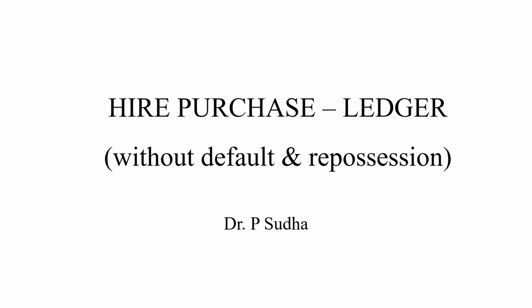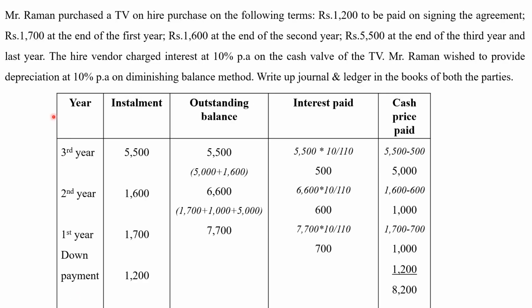Okay, now let's move on to this video. This is the question that I have taken. Mr. Raman purchased a TV on hire purchase on the following terms. Rupees 1200 to be paid on signing the agreement, 1700 at the end of the first year, 1600 at the end of the second year, 5500 at the end of the third year and last year.